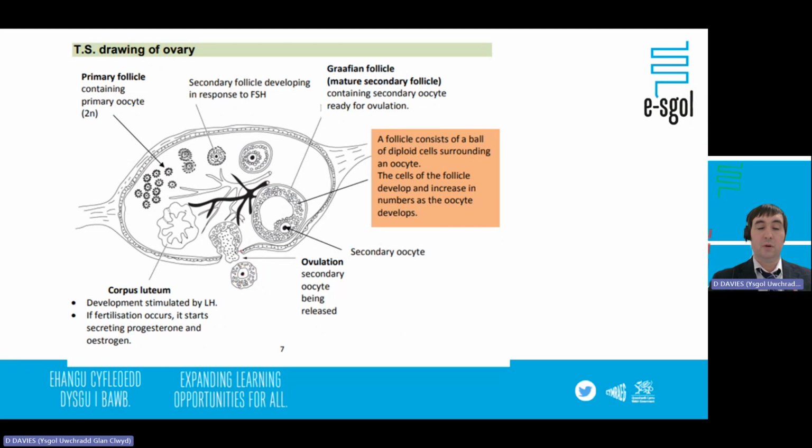This goes on its merry way down the fallopian tube to either be fertilized or not. The remainder of this Graafian follicle turns into something called the corpus luteum. Why Latin I don't know, but corpus luteum means yellow body. Its development is stimulated by LH, and if fertilization occurs, it starts secreting progesterone and estrogen. So this has a role in hormone production.